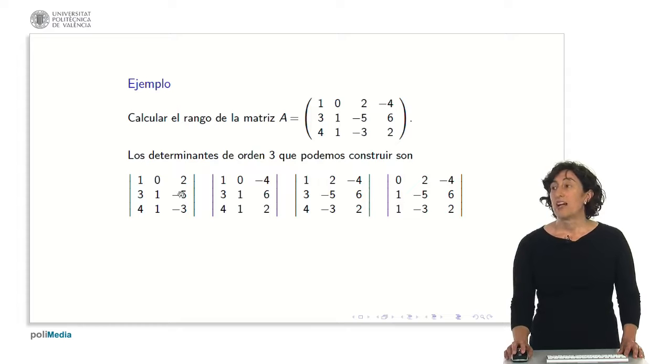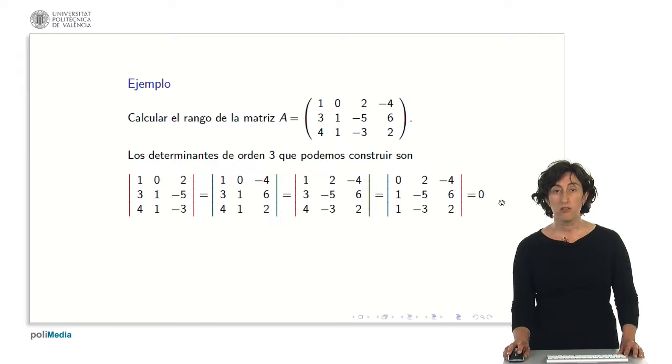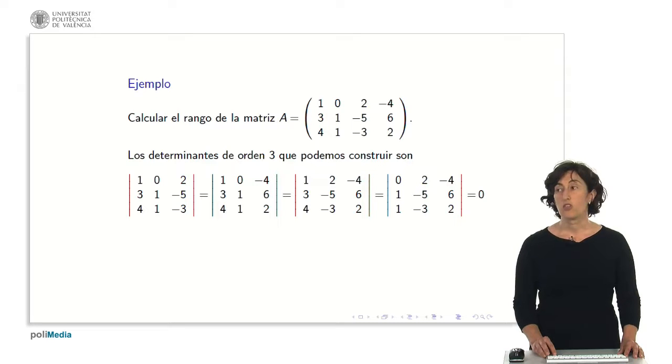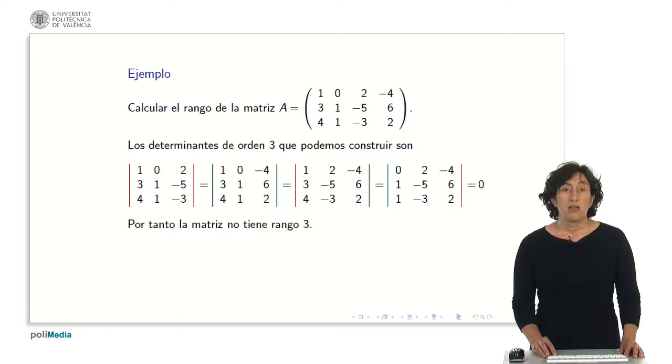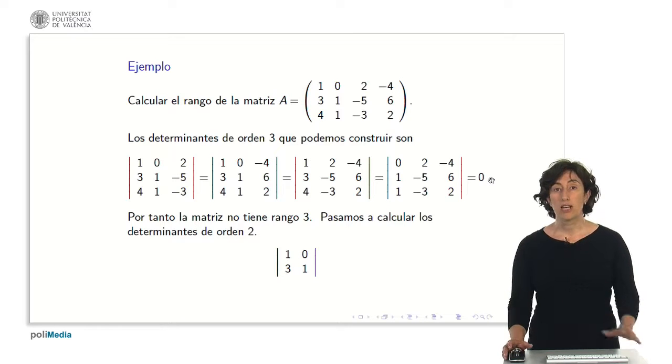We calculate the values of these determinants, and if any of them is different from 0, then the rank of A is 3. If all are 0, then we have to go to the minors of order 2 to see what happens. Well, in this case, all the minors of order 3 are 0, so we already know that the rank of the matrix is not 3. We have to see what happens with the minors of order 2. How many minors of order 2 can we build? Well, a lot, but it is enough to find one that is different from 0 to conclude that the rank of the matrix is 2.